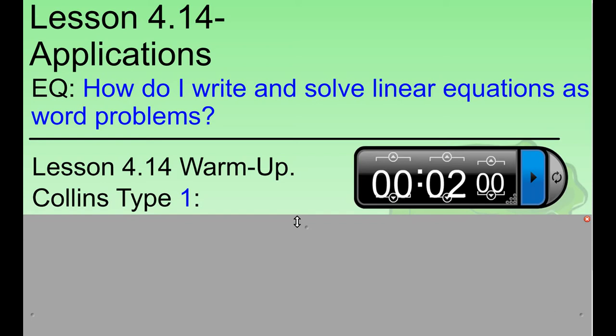Applications of systems of equations. Such a question says, how do I write and solve linear systems as word problems? So all the word problems we haven't done the past 3 or 4 lessons, here they are. Warm-up is a type 1.